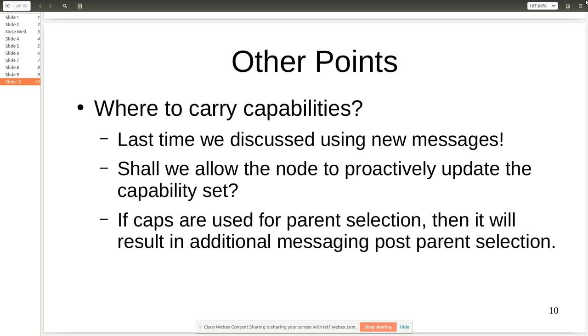So can we say something like this, that what we are trying to say is there is some overlap between the routing metrics and the capabilities here. Then you could place them in DIO. Yes, it makes sense.